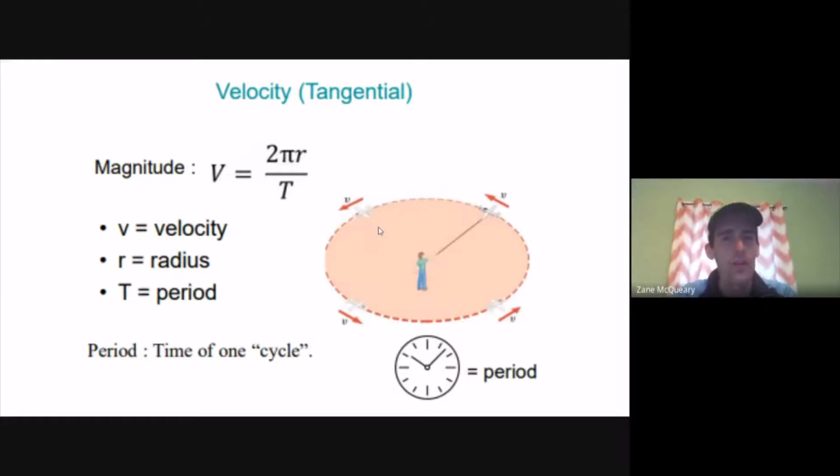Period is probably one you haven't heard of before. Period is literally the time it takes to go in one complete revolution or one complete cycle. And we measure that in seconds. Radius we have in meters, and velocity is still going to be meters per second. All right, tangential velocity, now we have our magnitude here.